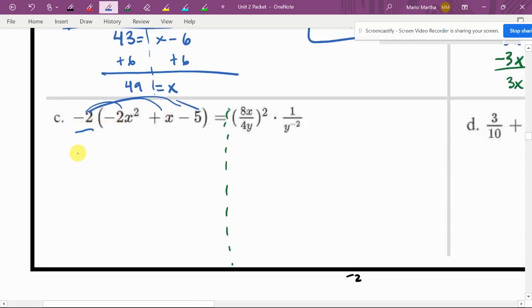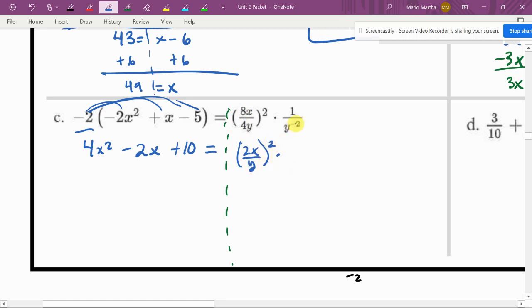Negative 2 times negative 2x² gives me positive 4x². Negative 2 times positive x gives me negative 2x. Negative 2 times negative 5 gives me positive 10. Equals, so remember to make sure that you are using PEMDAS when simplifying. So here I want to simplify what's inside the parentheses first. If you notice, I have 8x over 4y. I can divide 8 by 4, and that's just 2. So 2x on top over y.